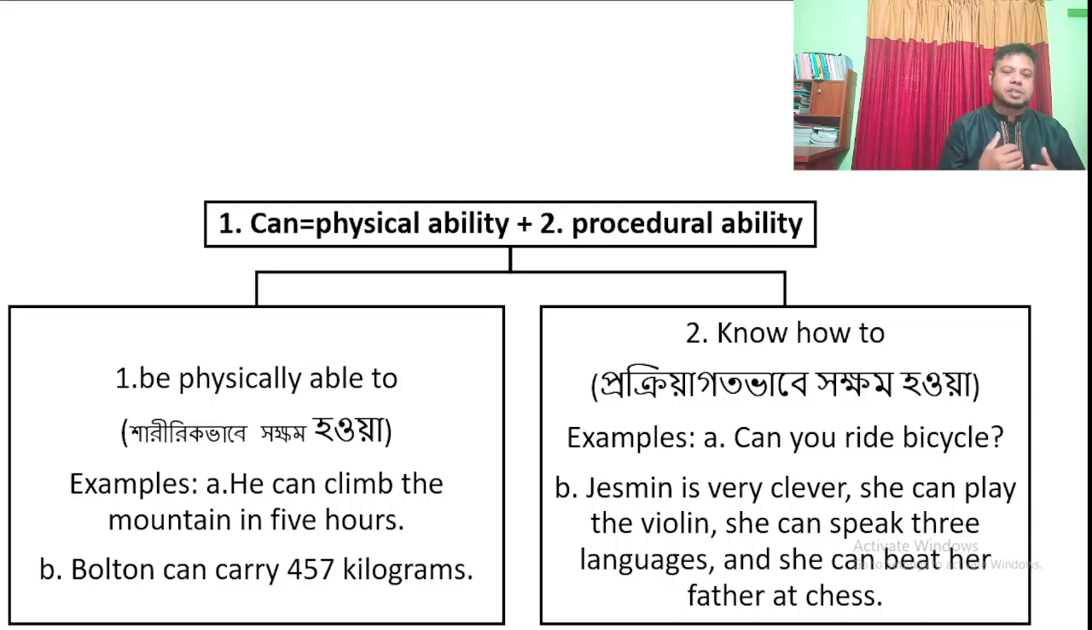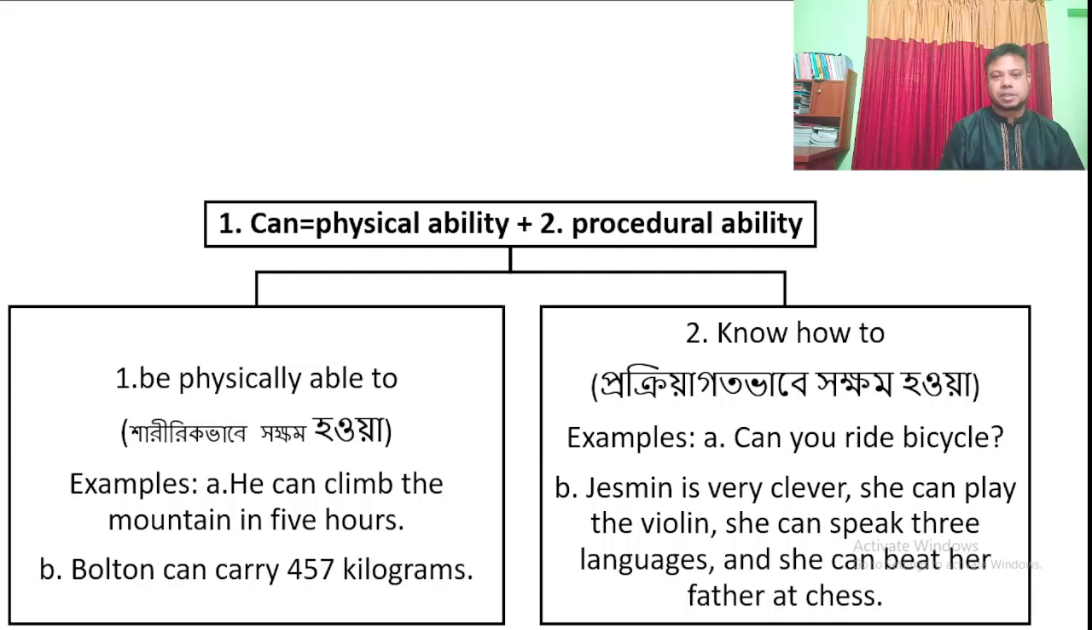Let's take a look at some examples. He can climb the mountain in 5 hours. Here, what's the function of the modal auxiliary verb can? The function of can is denoting physical ability. It means he is capable of climbing the mountain in this shortest amount of time. He is able, he is strong enough to climb the mountain in such a short amount of time.